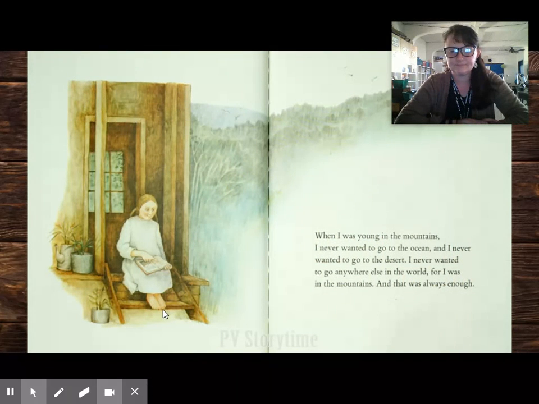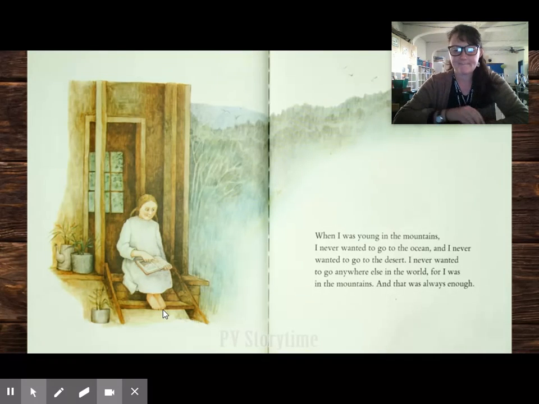When I was young in the mountains, I never wanted to go to the ocean, and I never wanted to go to the desert. I never wanted to go anywhere else in the world, for I was in the mountains, and that was always enough.